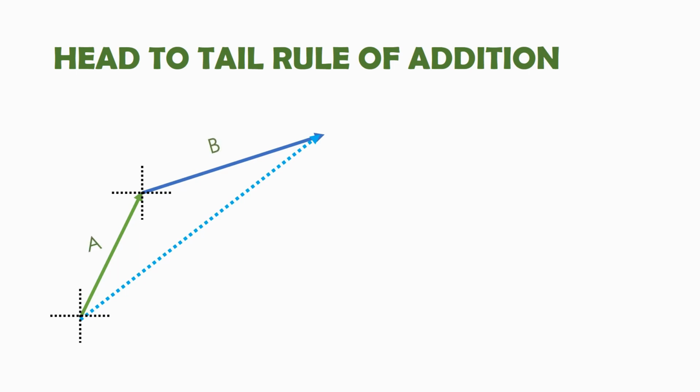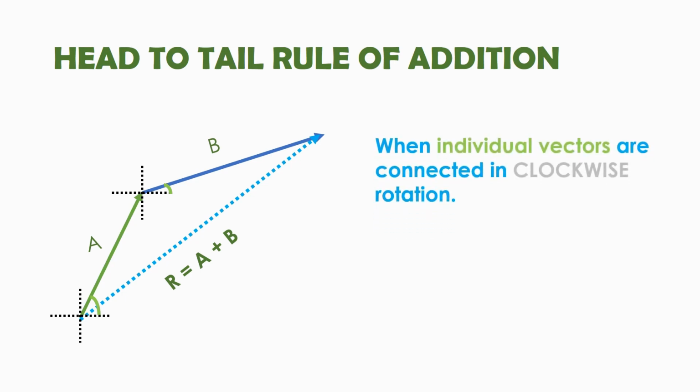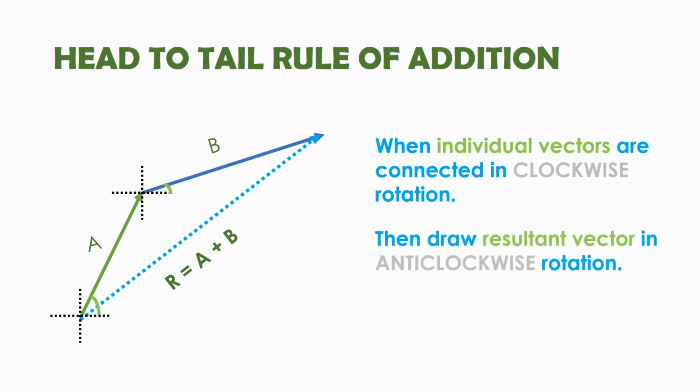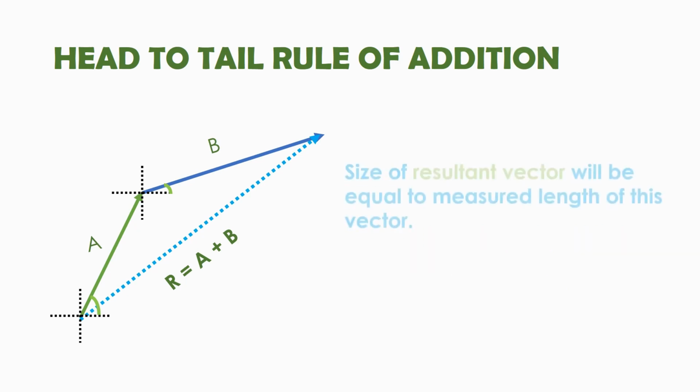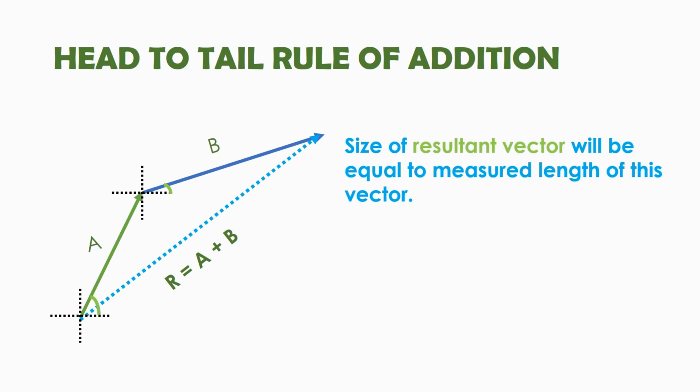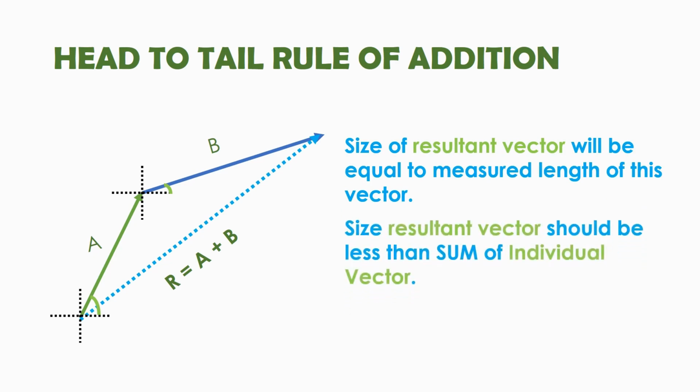You can label them at the end, and the angle should remain the same whenever you are adding vectors and whenever you are changing the order of the vectors. When individual vectors are connected in clockwise rotation, it is necessary to draw the resultant vector by following anti-clockwise rotation. The size of the resultant vector will be equal to the measured length of this vector, and the size of the resultant vector should be less than the sum of the individual vectors.